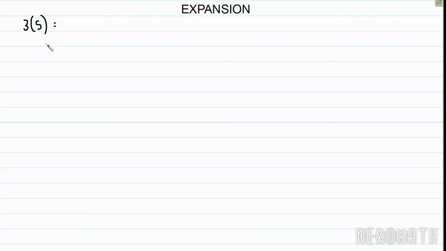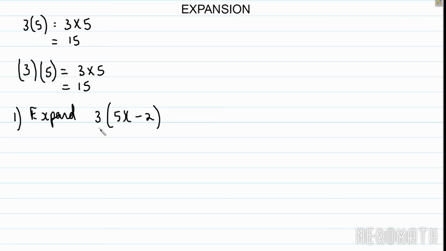In mathematics, when I have a number inside brackets and a number outside the brackets, the operation of multiplication is understood to be between the two numbers. So what I'll have here is 3 multiplied by 5, and the answer would be 15. I can also have 3 in brackets and 5 in brackets, and that will be 3 multiplied by 5, and the answer would be 15.